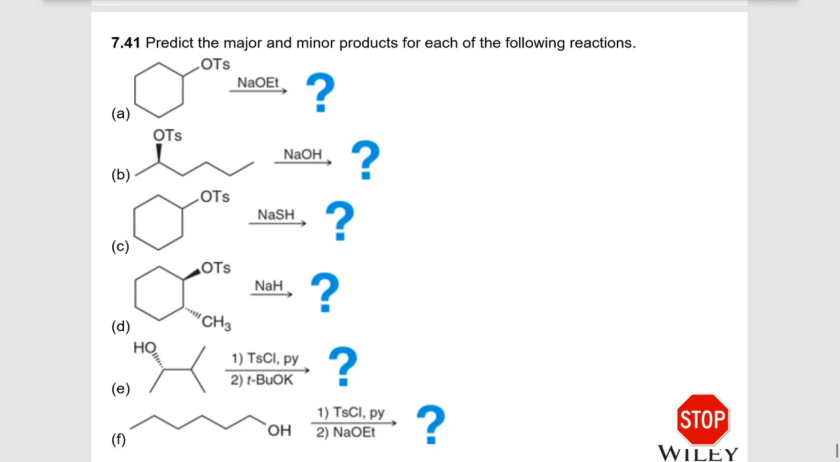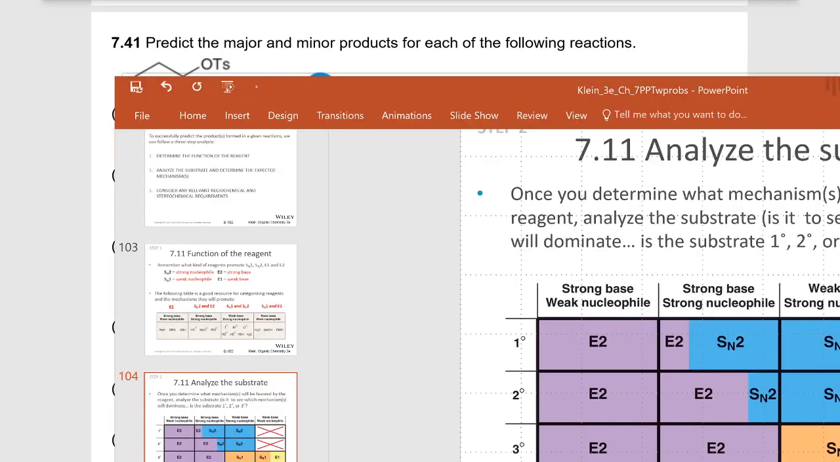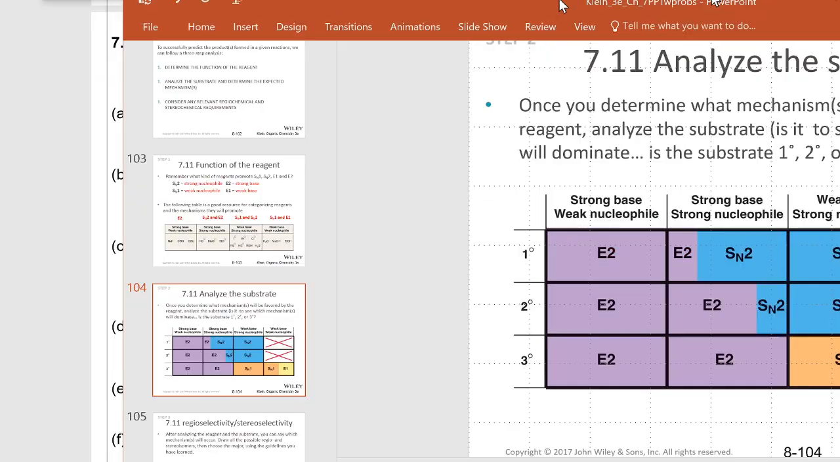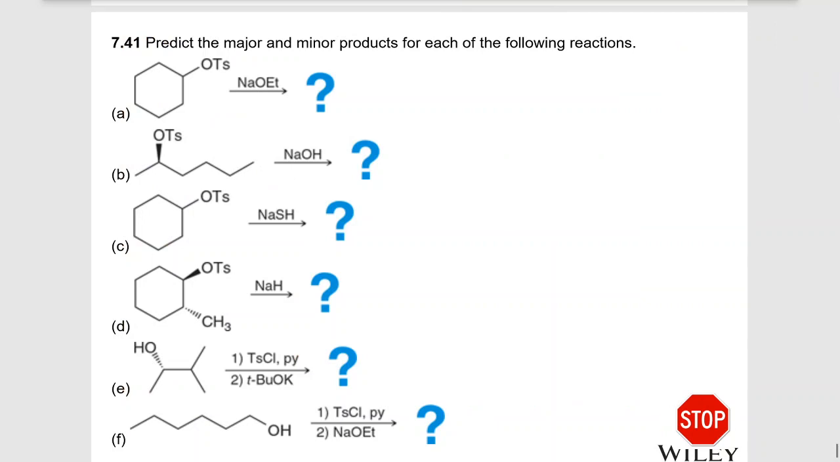So looking at my chart, I see that E2, let me bring the chart over. I've got it on a PowerPoint here. For a secondary substrate, I see that E2 is going to be the major product, and SN2 is going to be a minor product with a strong nucleophile and strong base. Okay, so let's consider that. With sodium ethoxide, I've got E2.